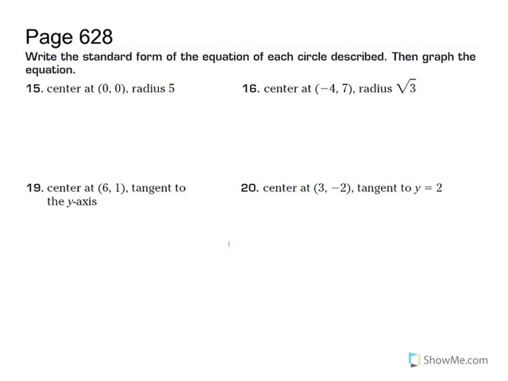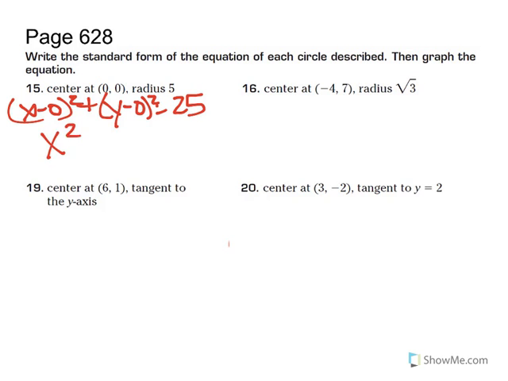All right, let's try something else. These are your assignments. Let's look at center of 0 and radius 5. So you could do x minus 0 squared plus y minus 0 squared equals 5 squared, which is 25. Now, x minus 0 squared is really just x squared, and y minus 0 squared is really just y squared, equals 25. There you go, you're done.